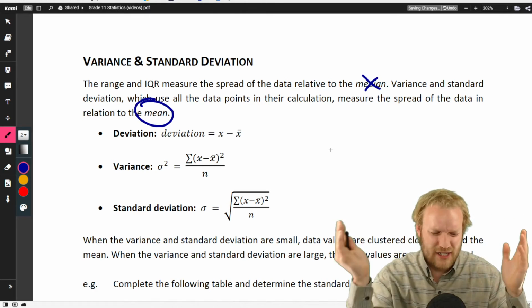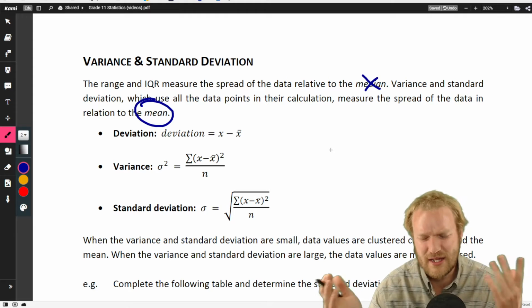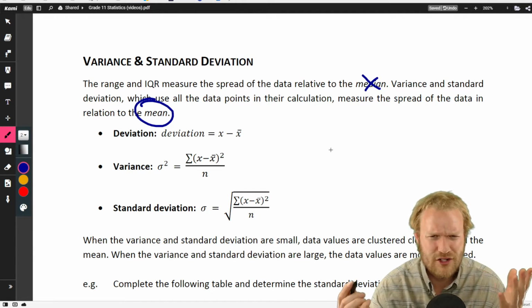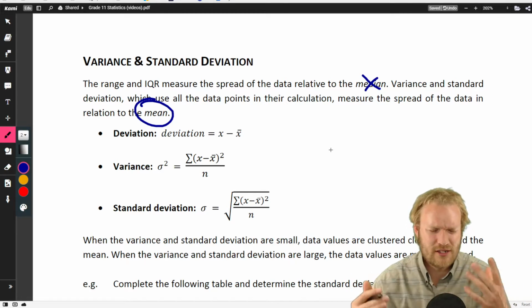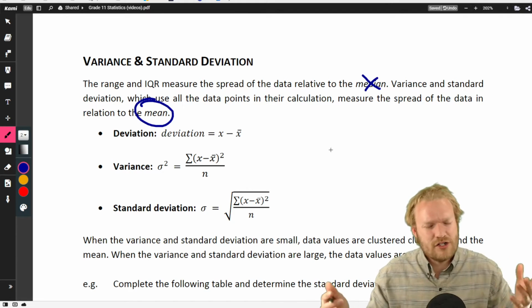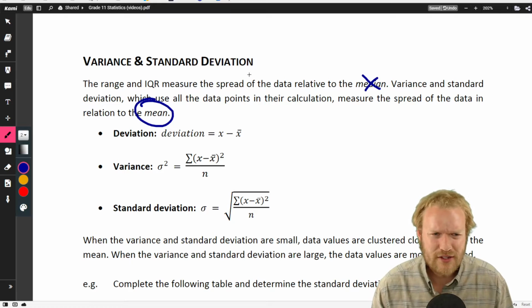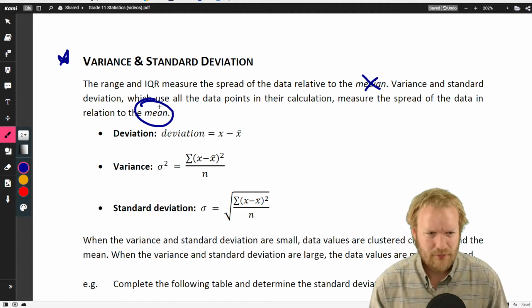Now, crudely speaking, we always say, what's the average? What was the average for that test? Well, the average could be the median, it could be the mean, it could be lots of things. And in mathematics, we don't just say the average. We say, which average would you like to look at? And in this case, for variance and standard deviation, we're going to deal with the mean.